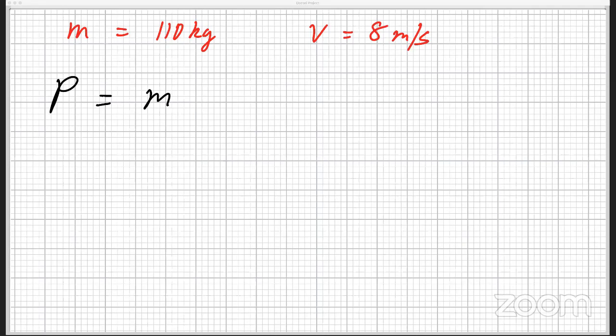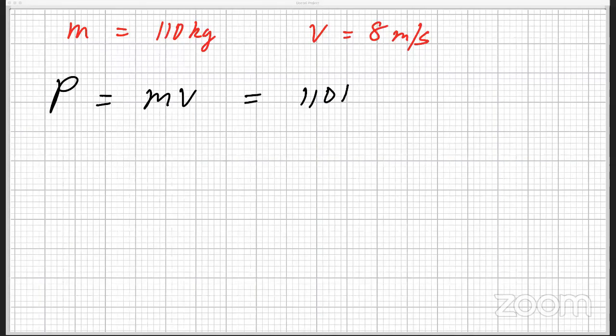So before we move forward beyond impulse, let's look at a couple of examples. Calculate the momentum of a 110 kilogram football player running at 8 meters per second. So the mass is 110 kilogram, V equals 8 meters per second. The momentum would be equal to M times V.